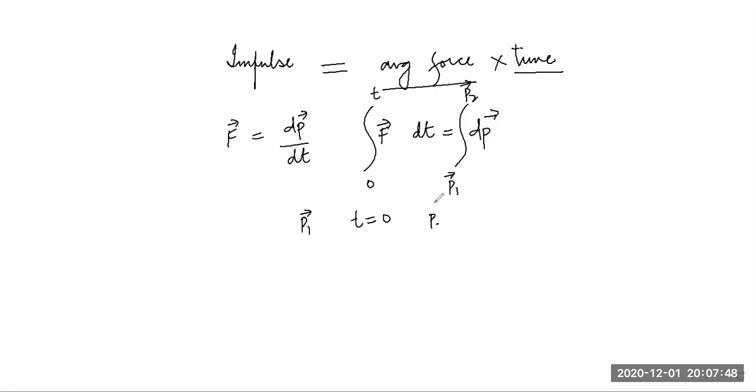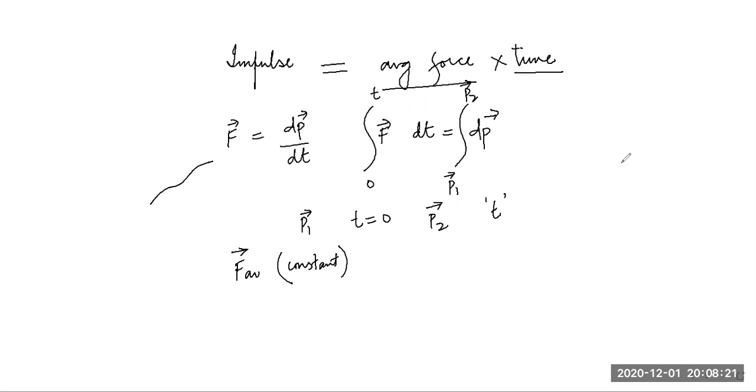And yes, Ishma, what is p2? Final momentum. Final linear momentum at some time t, right? And F average. Why am I talking about average force? Because sometimes the force is varying, so let's take some average kind of force, which is the resultant of these variations in the forces. F average is constant. Force may not be constant.